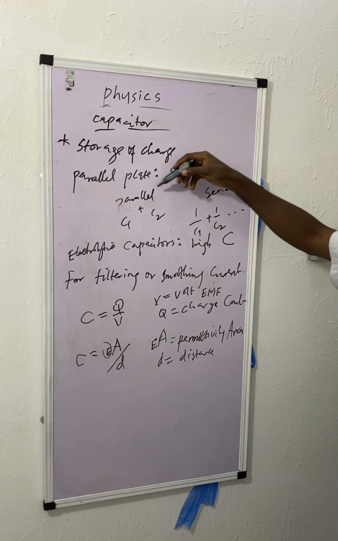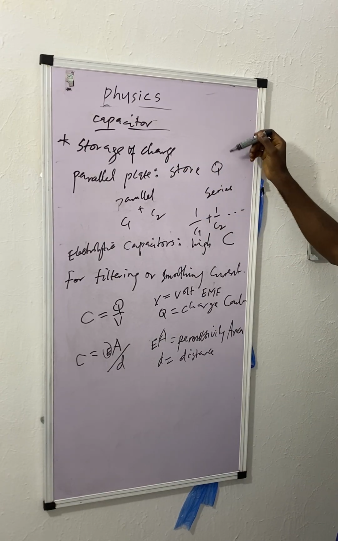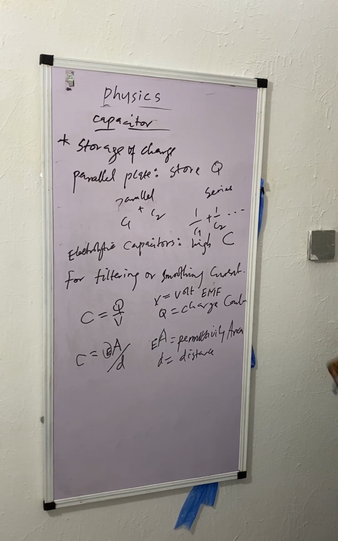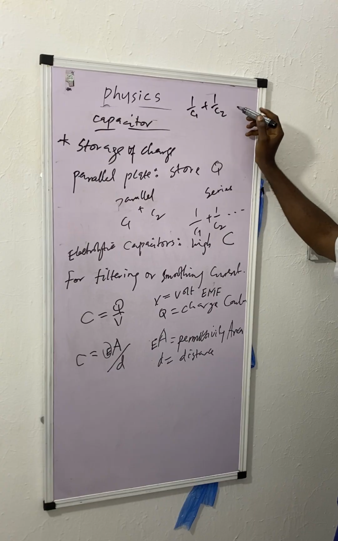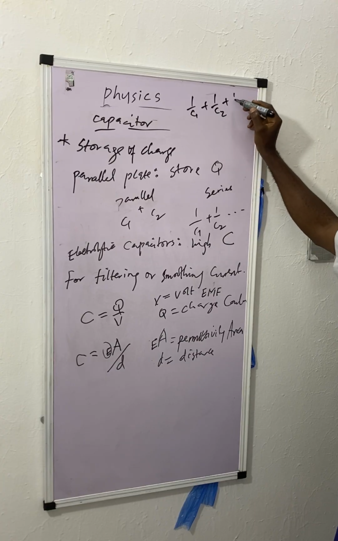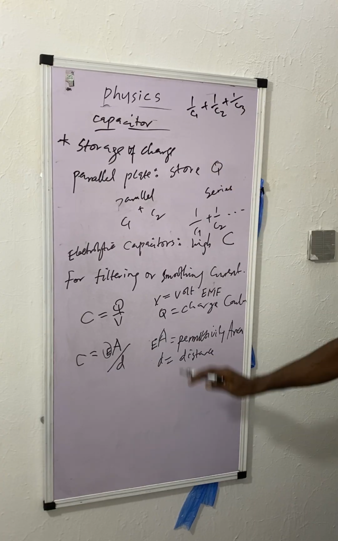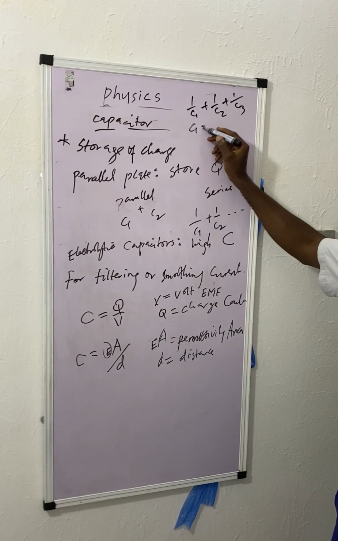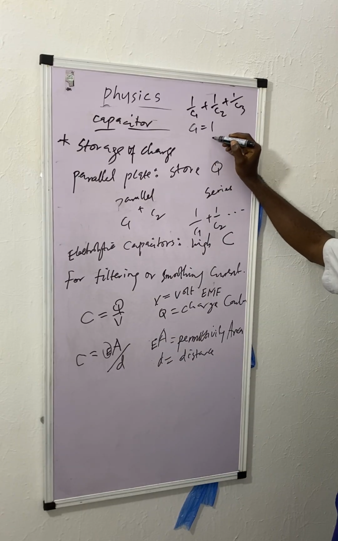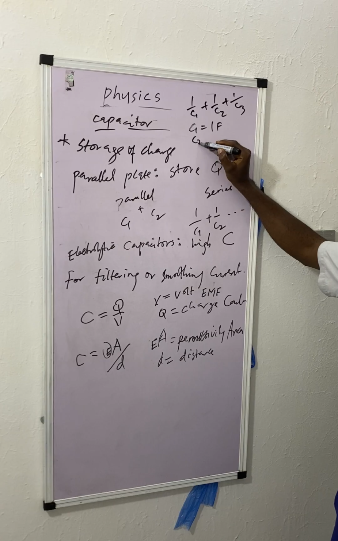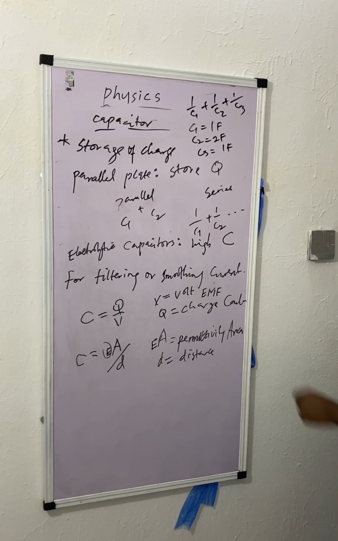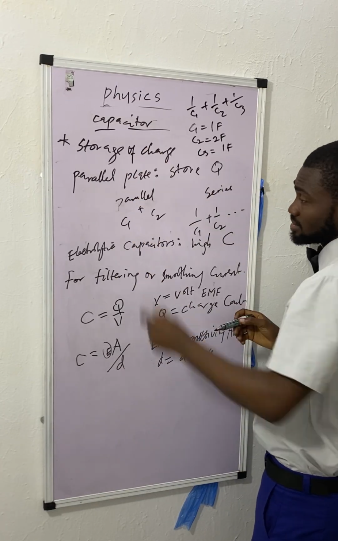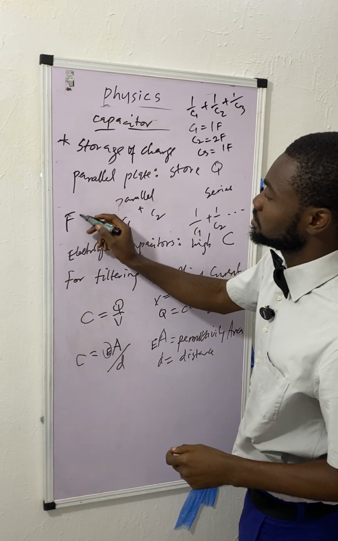Okay, so if it's connected in series, we are going to do 1 over C1 plus 1 over C2 plus 1 over C3 and so on and so forth. Let's say, for example, C1 is equal to 1 farad, C2 equal to 2 farad, C3 equal to 1 farad. This is how you are going to solve this thing now. The SI unit of capacitance is farad.